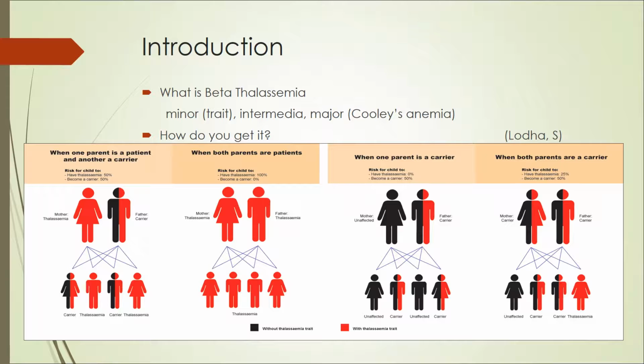So what is beta thalassemia? Beta thalassemia is an inherited hemoglobinopathy in which the production of one or both beta globulin chains is impaired. Beta thalassemia is expressed in three different severities: beta thalassemia minor, or the trait, beta thalassemia intermedia, and beta thalassemia major, which is also known as Cooley's anemia. For the purpose of this presentation, we will focus on beta thalassemia minor, or the trait, and beta thalassemia major, Cooley's anemia.